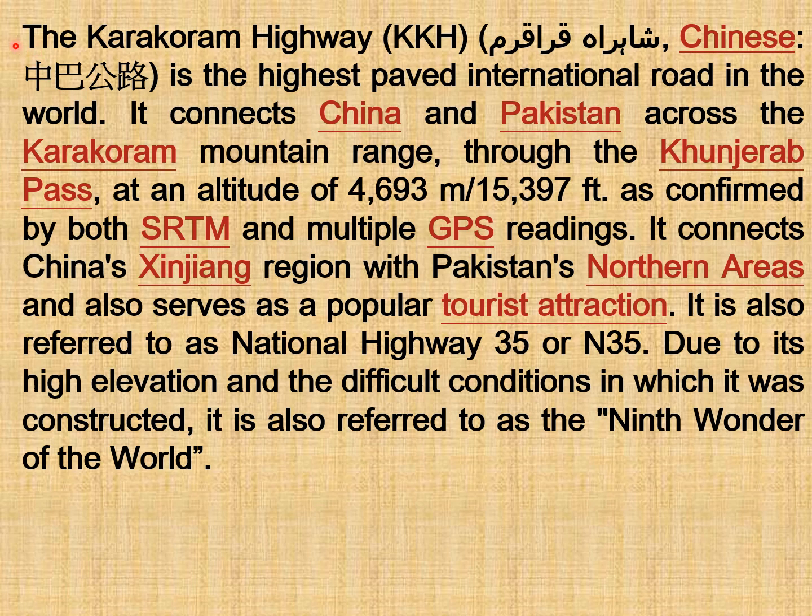The Karakoram Highway, KKH, in Urdu we call it Shahrah-e-Karakoram, is the highest paved international road. Look at this. It is the highest paved international road in the world. It connects China and Pakistan across the Karakoram mountain range through the Khunjerab Pass at an altitude of 4,693 meters or 15,397 feet, as confirmed by both SRTM and multiple GPS readings.